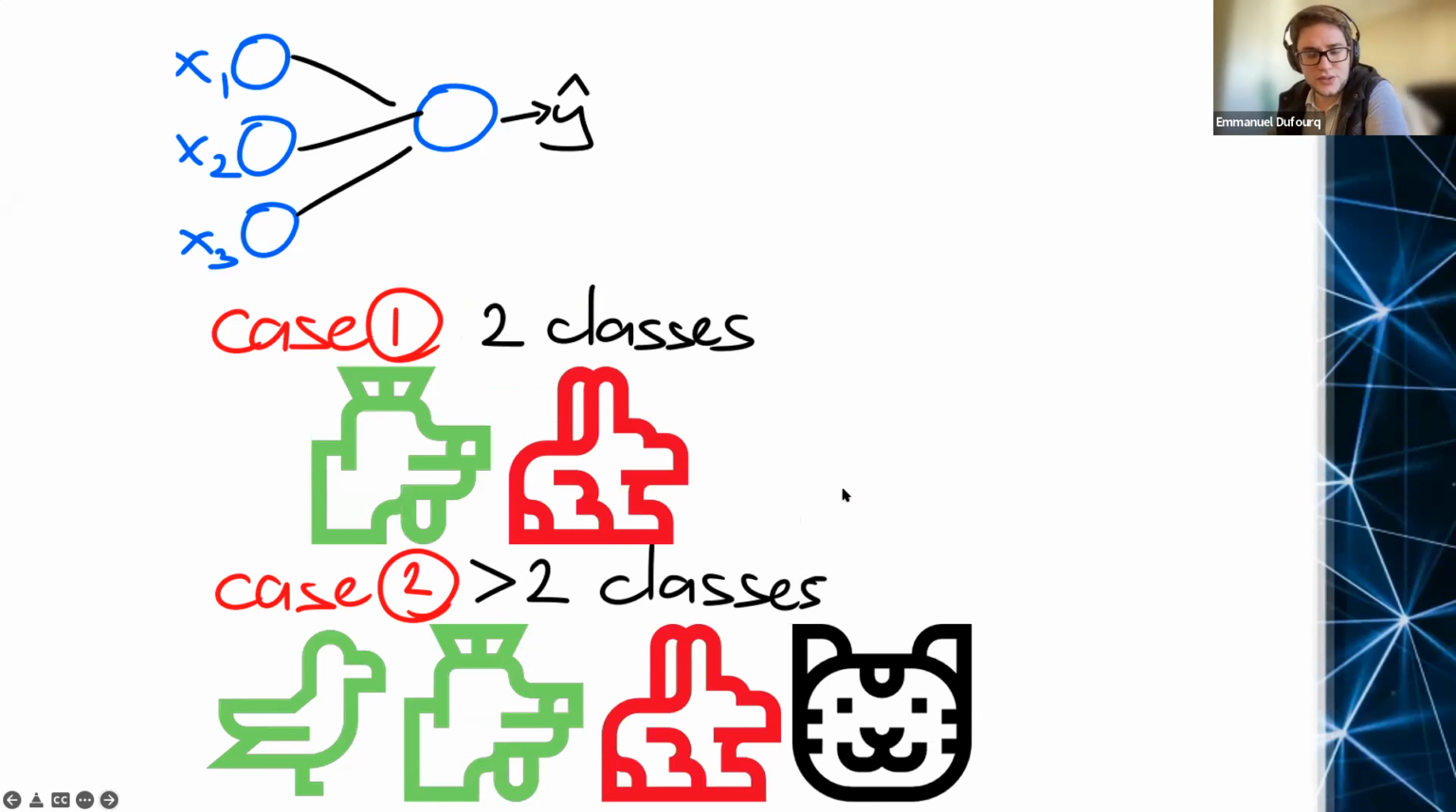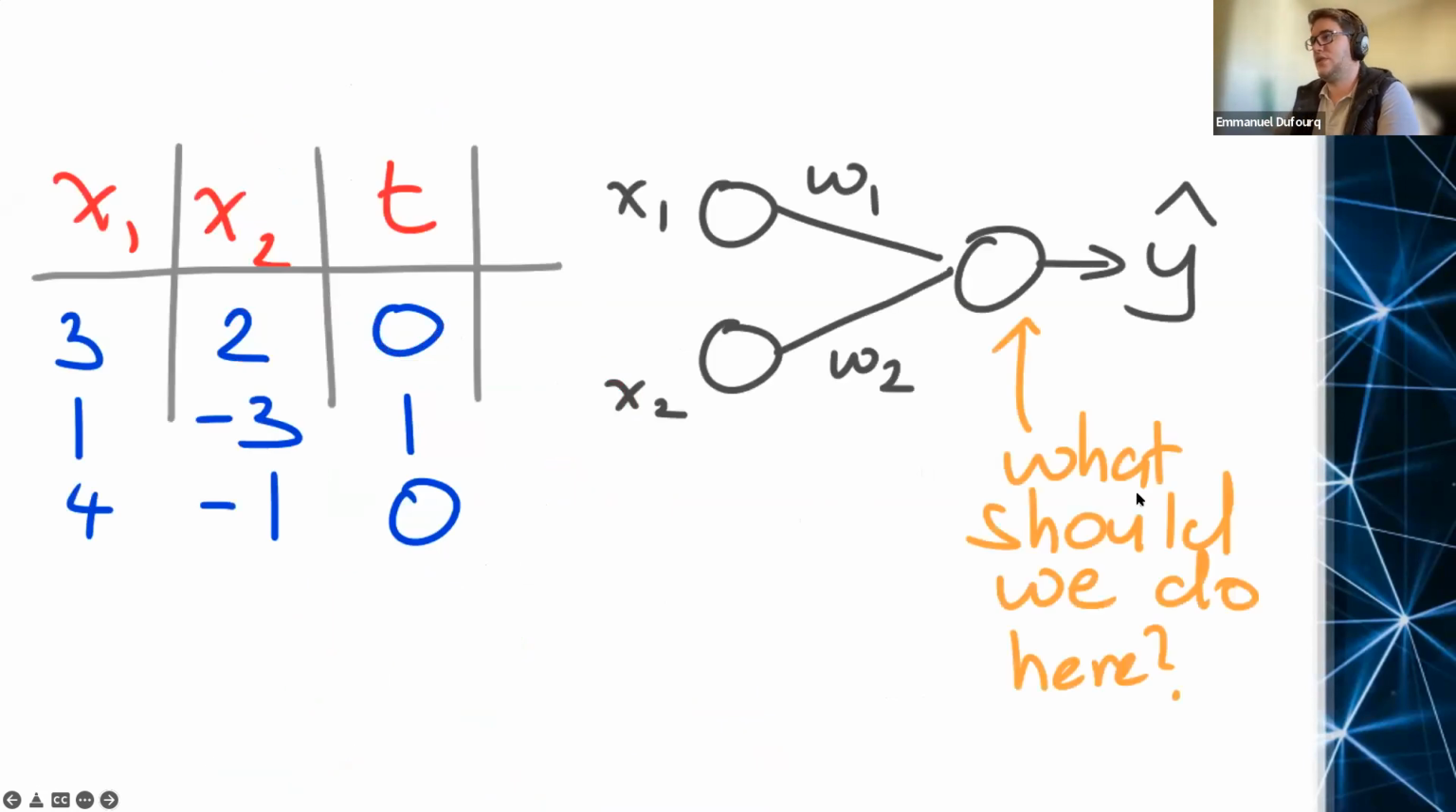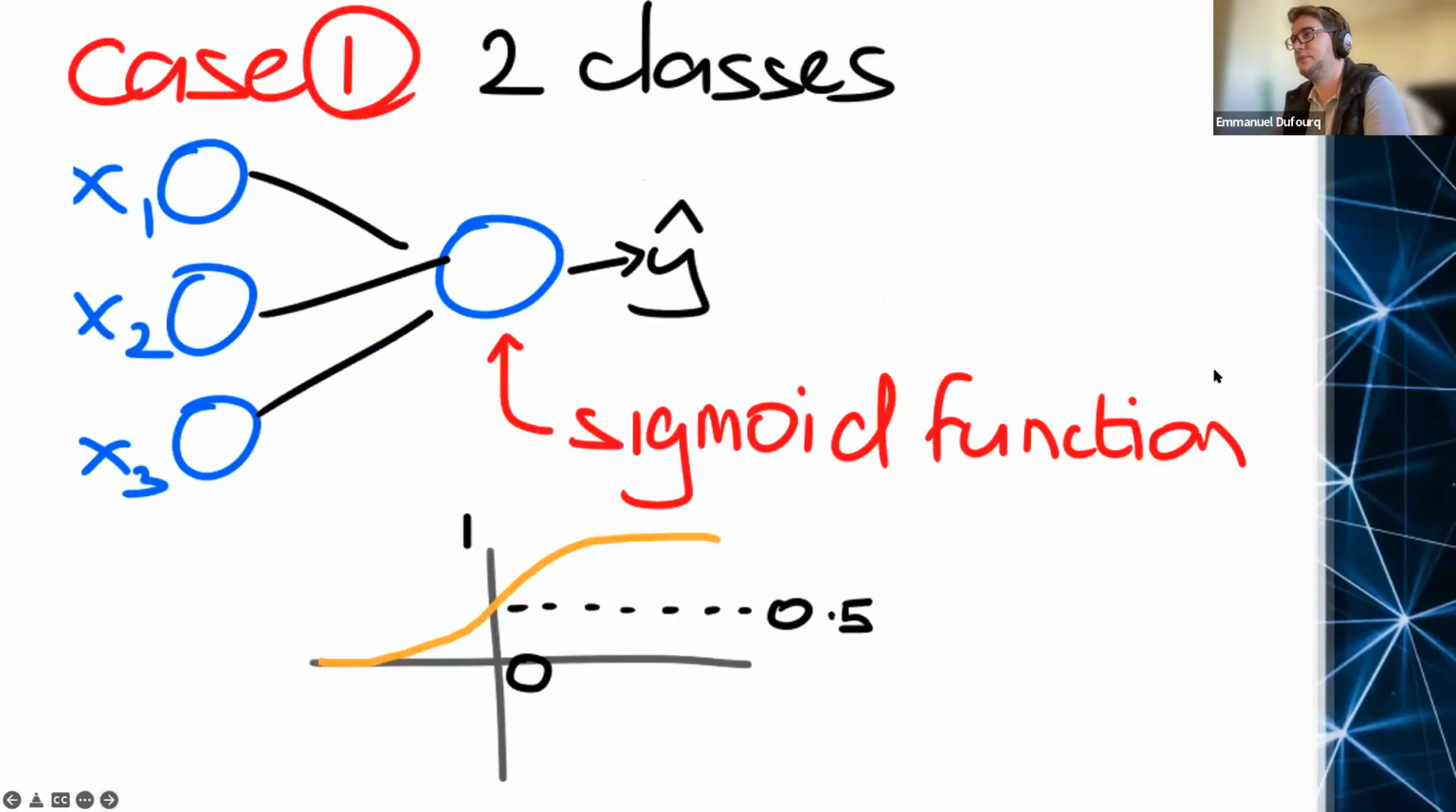Let's talk about this. So the question is, in the case of 2 classes or more than 2 classes, what should happen here in the network? What activation function should we use? How many units should be here? So these are some of the things that we need to think about, and we'll answer that.